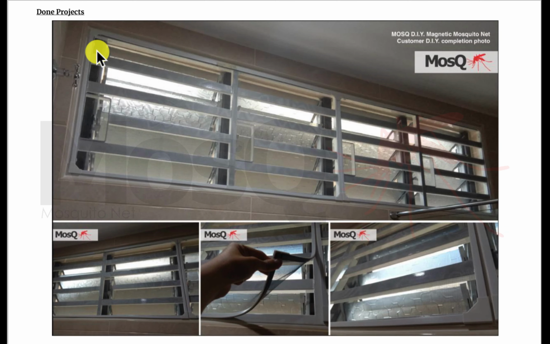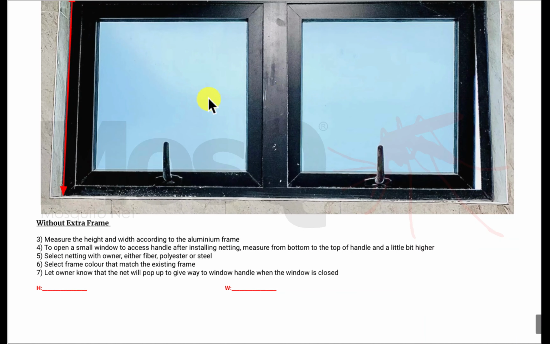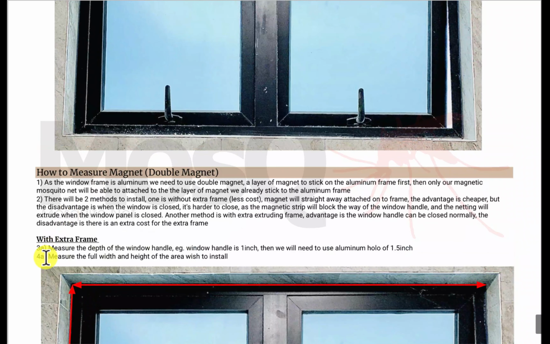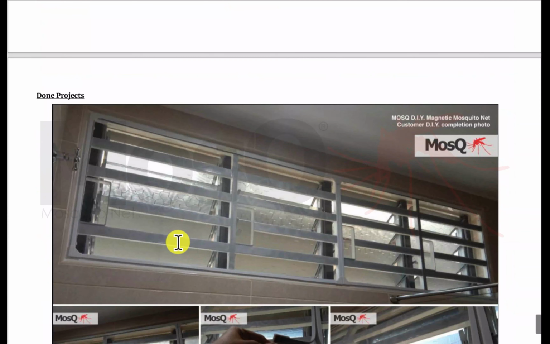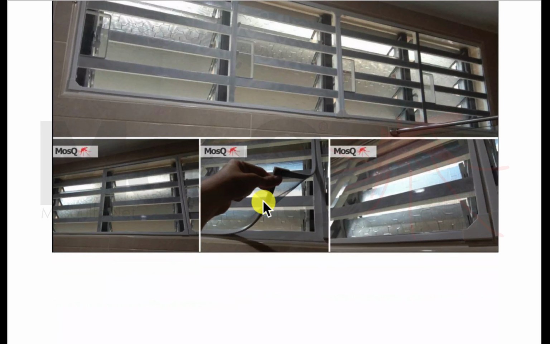Okay, you can see that there's a grill installed. If a grill is installed, it is more or less likely a window with extra frame. So with extra frame, it has already bypassed the window handle. So we'll just need to measure the window grill.